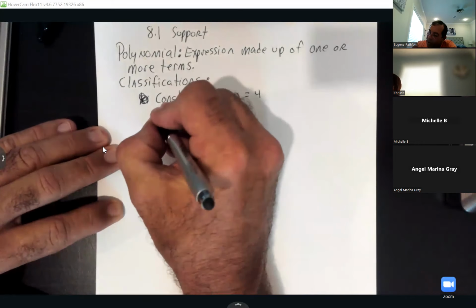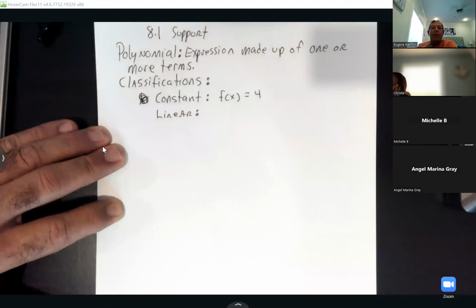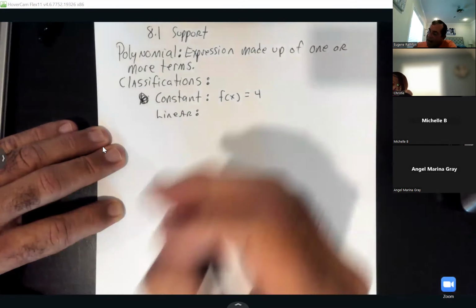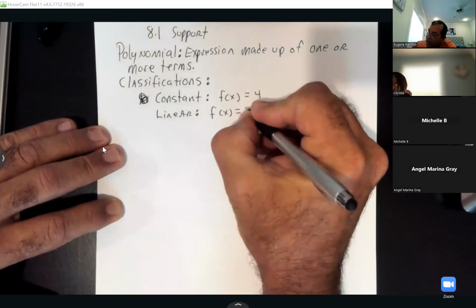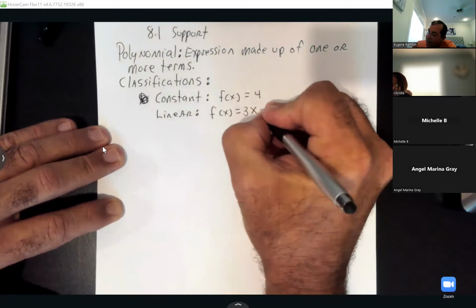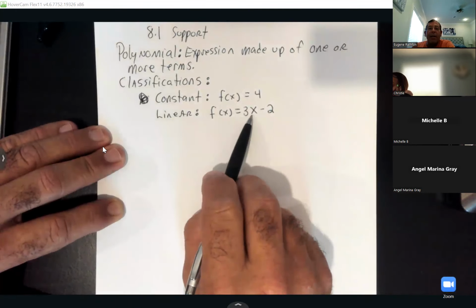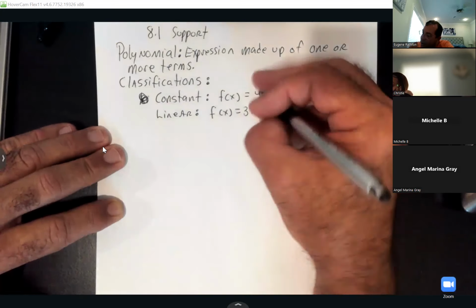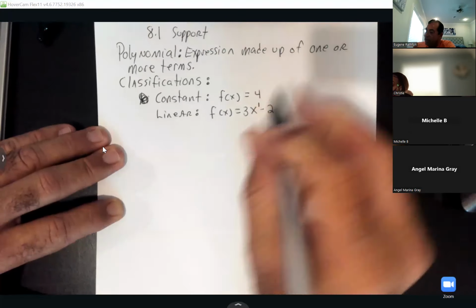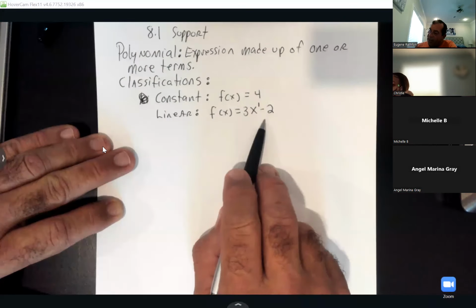Okay, next we look at linear. A linear polynomial makes a straight line. So a linear polynomial will be something like 3x minus 2. It does have a variable in it, and y'all, the exponent on that variable, if it's not shown, is the 1. That'll come into play in a little bit, okay?